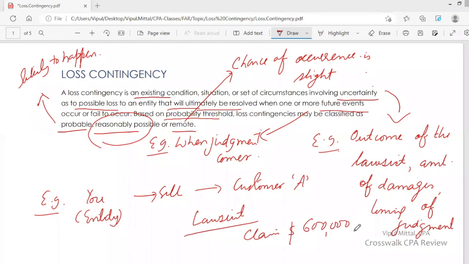Right. Now under US GAAP, no probability percentages are specified. So US GAAP does not specify that if chance of occurrence is more than 90%, it is probable, or if it is less than 10%, it is remote, or if it is between 20% to 80%, it is reasonably possible. No, US GAAP does not specify that.